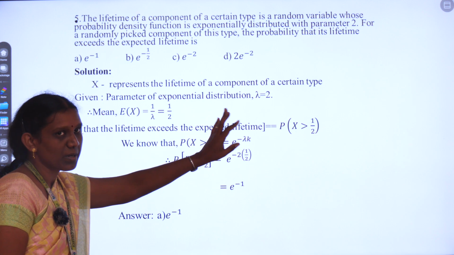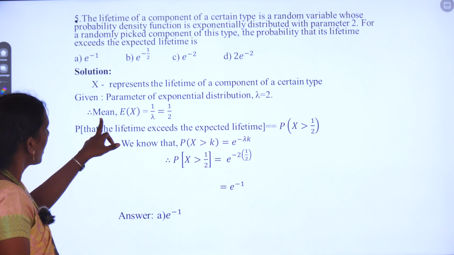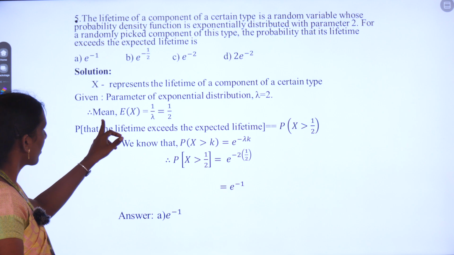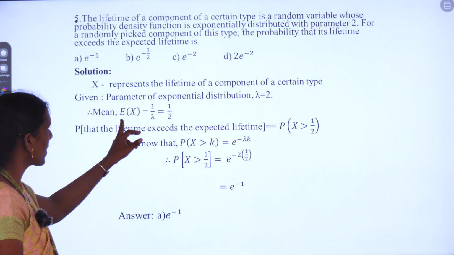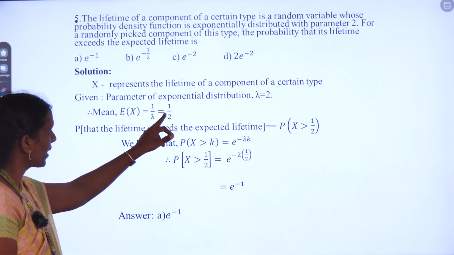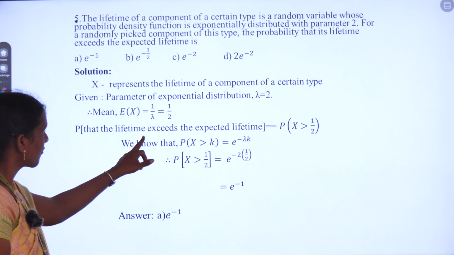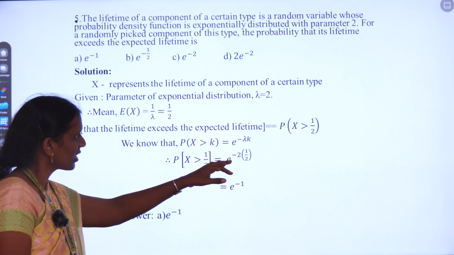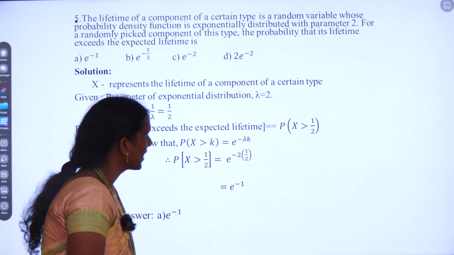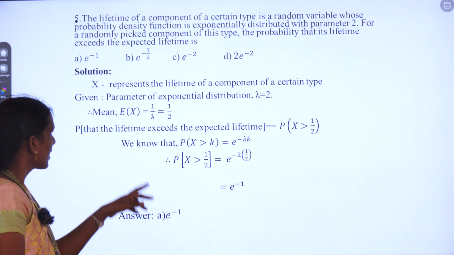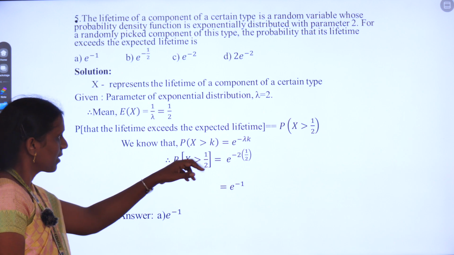So we know what lambda is, that is the parameter 2. When we know lambda, we can write the mean. The mean is represented by the expectation of x, which is equal to 1 by lambda, which is equal to 1 by 2. So we were asked to find the probability that the lifetime exceeds the expected lifetime, that is the probability of x greater than 1 by 2.